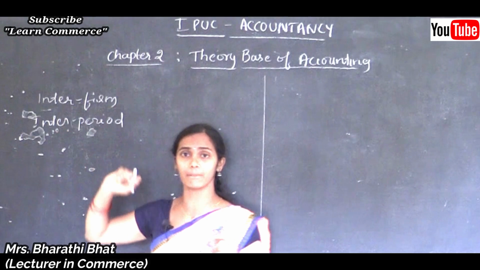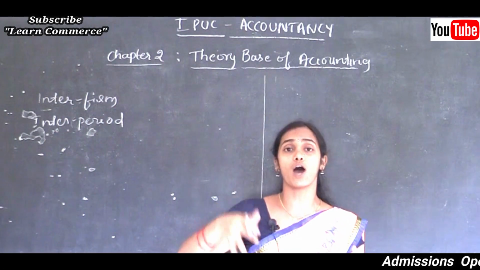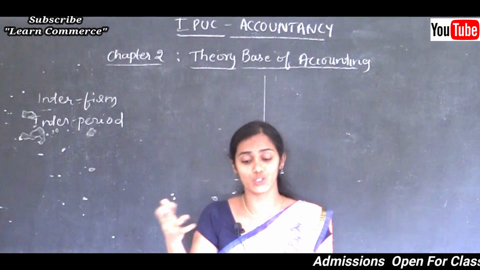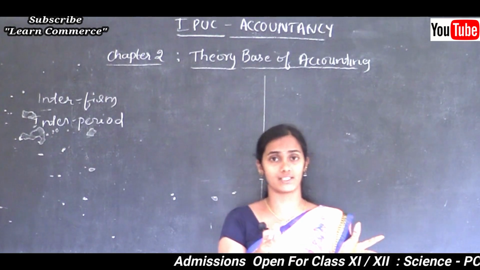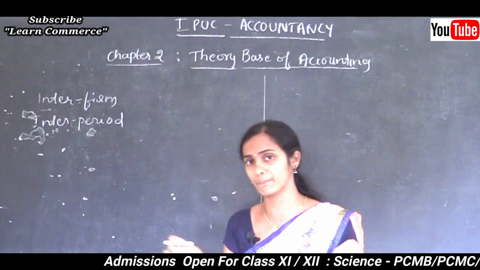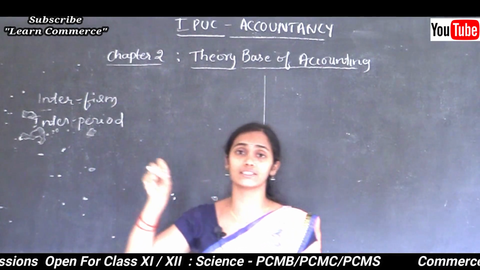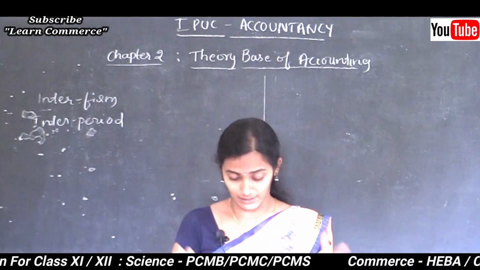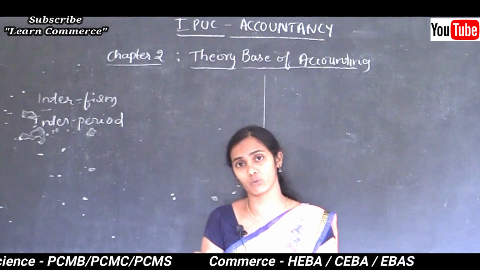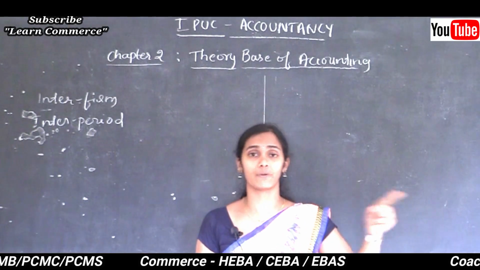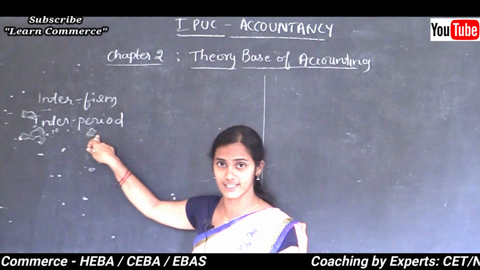Here, inter-firm comparison means knowing how the business performance is going on, and comparing one company's performance with another company's. Inter-period comparison means comparing how the business has performed in one accounting period with the previous accounting period. Both comparisons are very important for the organization.